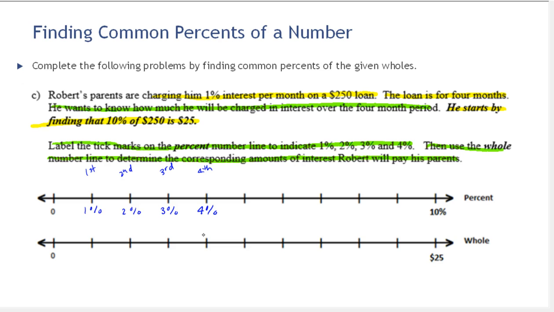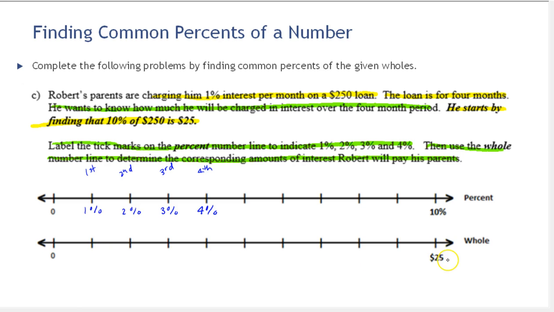And this type of interest is called simple interest. His parents are not charging him interest on his interest, which is what any bank would do, but they're just charging him 1% on the original amount. So now let's see what this corresponds to.